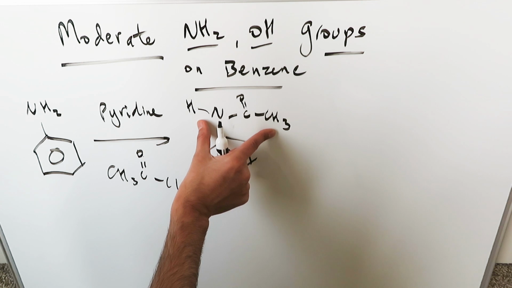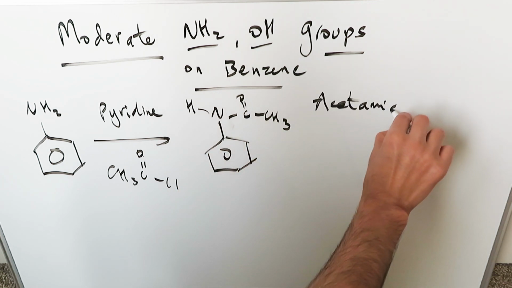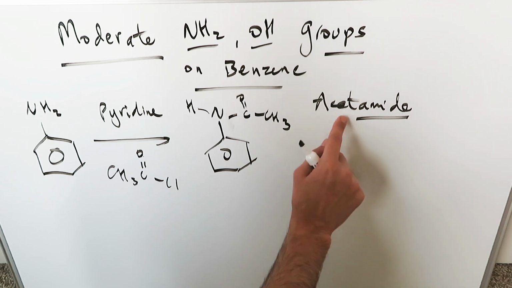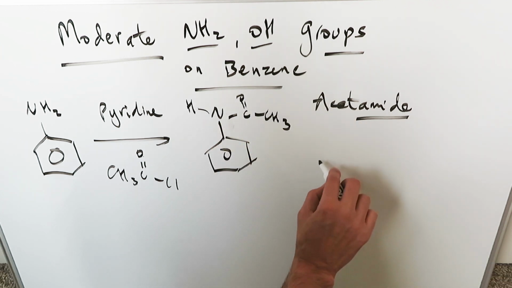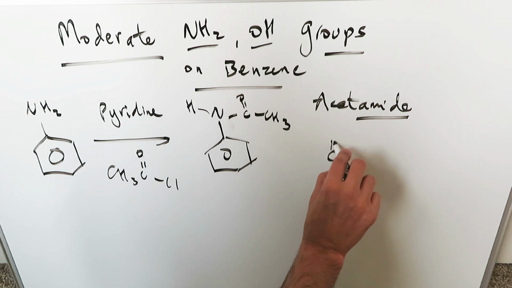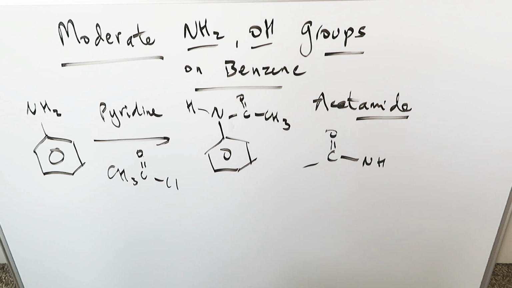This right here is really called an acetamide. Just for your purposes, acetamide, because there's an amide functionality and there's an acetyl group, acetyl with an amine, acetamide. And what's an amide group? It's a C double bond O, a carbonyl with a nitrogen. That's your amide functionality right there.